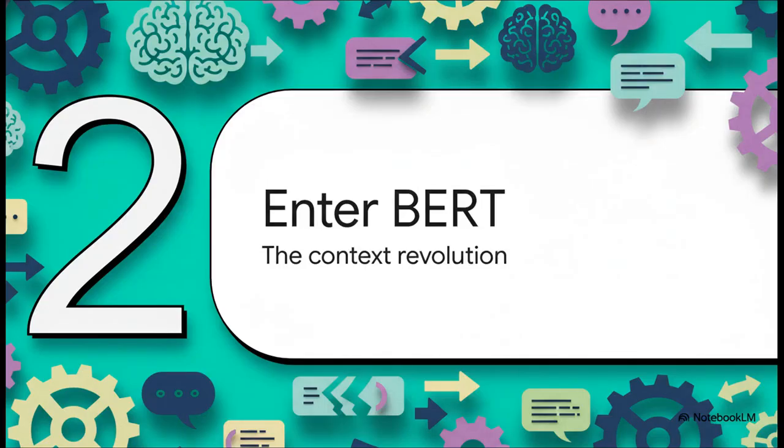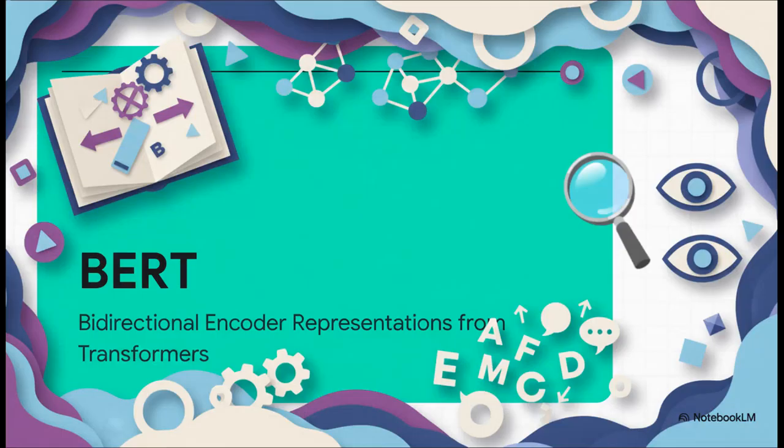Section 2. Enter BERT, the context revolution. This is the architecture that fundamentally rewired how we build natural language processing systems. Okay, let's break down this heavy acronym. BERT stands for bidirectional encoder representations from transformers. I know, it sounds super intimidating, but the core idea is remarkably elegant.